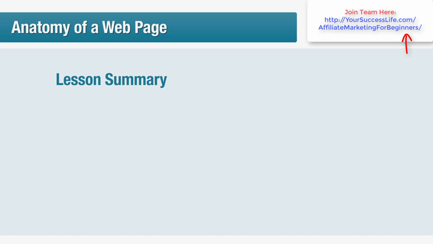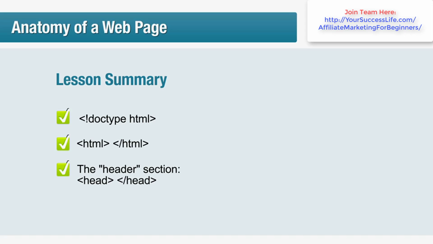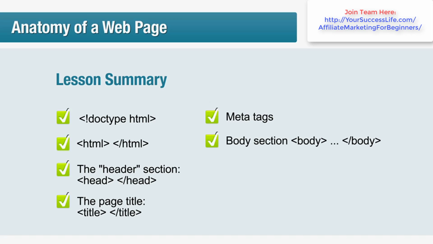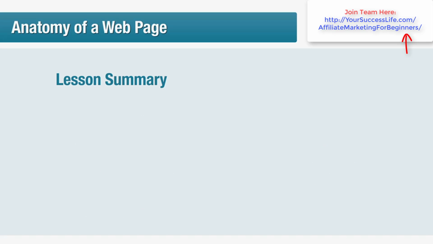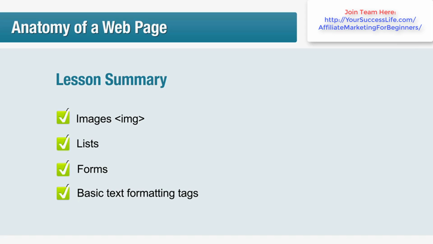And time for today's lesson summary. In this lesson, we've taken a look at the basic anatomy of a web page and how each section makes up different parts of a web page. The areas we looked at included the doctype HTML, opening and closing HTML, the header section or head section, the page title or title tags, meta tags, the body section, the heading tags H1, H2 and H3, etc., all the way down to H6, links, images, lists, forms, and basic text formatting tags.